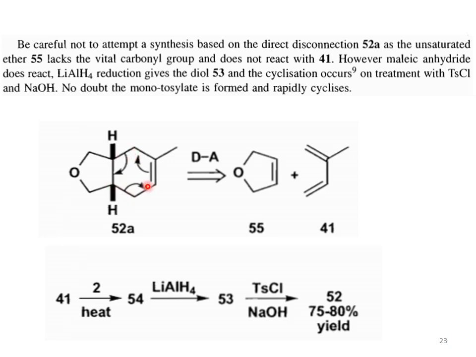However, maleic anhydride does react. Maleic anhydride reacts with 41 to give us the corresponding Diels-Alder product. See, this is 41. This is 41. React with 2. 2 is maleic anhydride. It gives us the 54 Diels-Alder product, which upon reduction with lithium aluminum hydride gives us diol 53. 53 upon treatment with tosyl chloride in the presence of sodium hydroxide gives 52 in 75 to 80% yield.